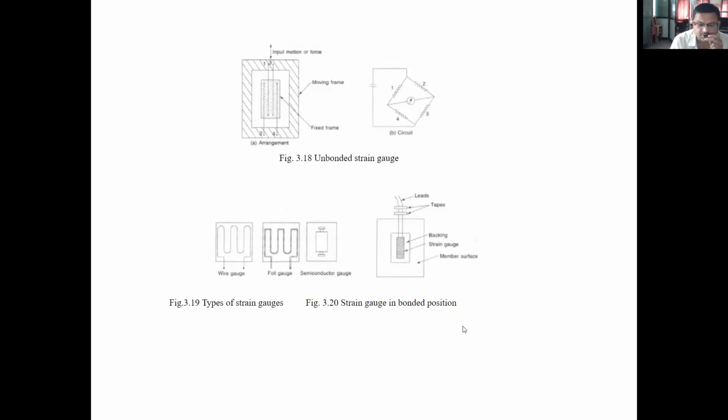Then the strain gauge in bonded position. This is the bonding of the strain gauge. This diagram is very important: how to bond the strain gauge to the member surface. Therefore, this strain gauge may be fixed to this member surface, and then the movement of the strain gauge may be calibrated in terms of voltage and again in terms of strain.